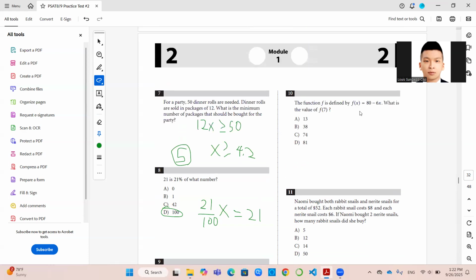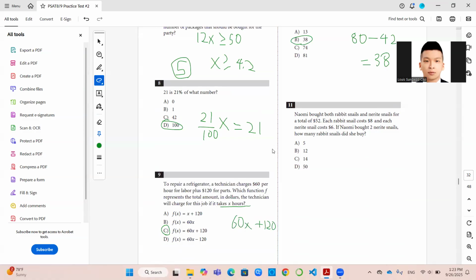The function f is defined by f of x is equal to 80 minus 6x. What is the value of f of 7? So let's put the 7 inside here. So it's 80 minus 6 times 7. What's 6 times 7? That's 42. That is equal to 38. So B is the correct answer.